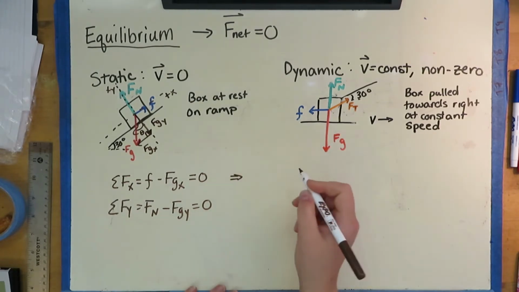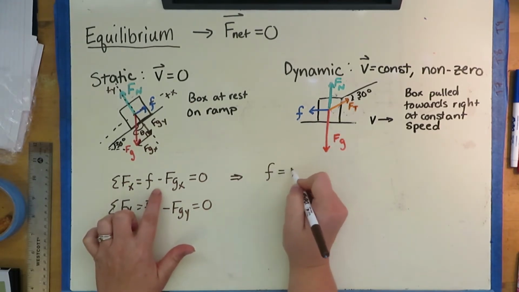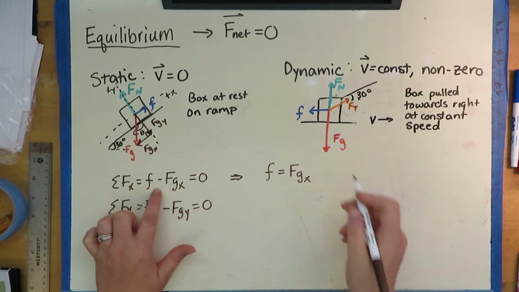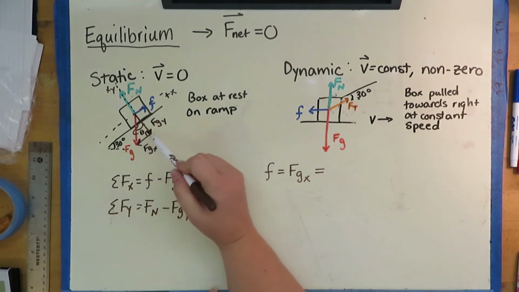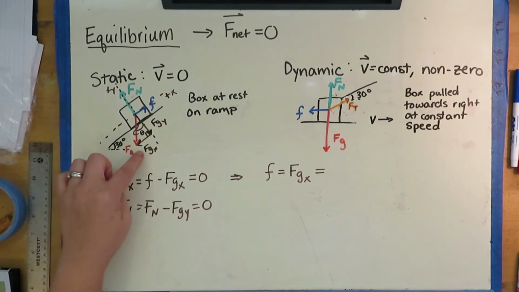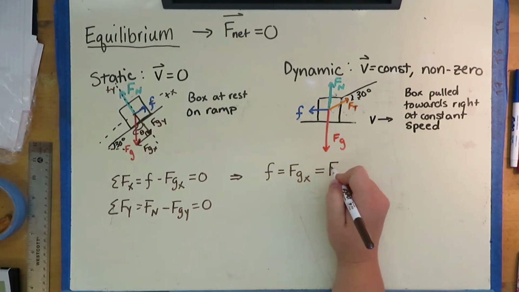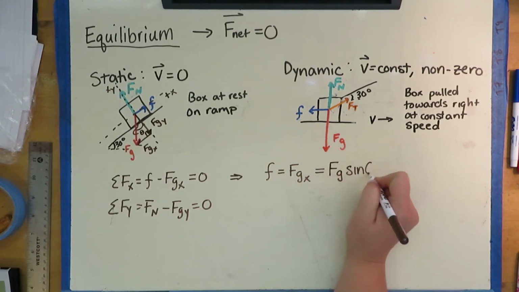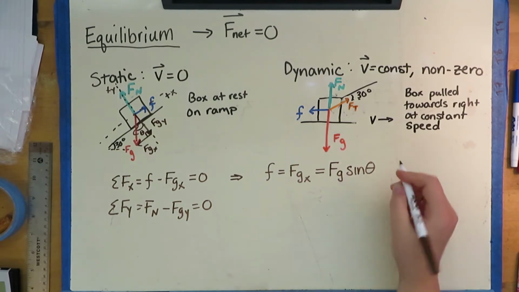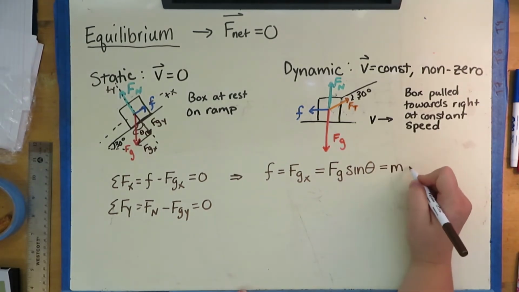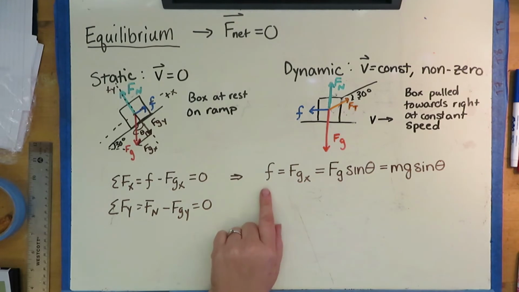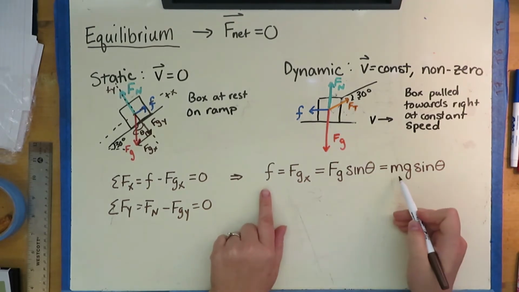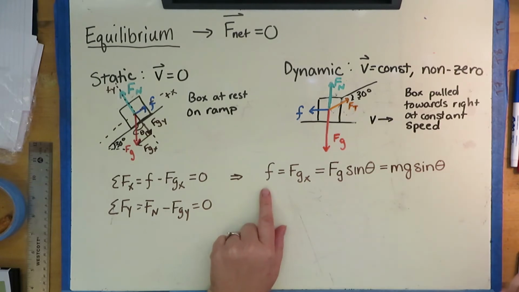So I can create this equation here where friction is equal to FGX, but then FGX would be the x component. So if I look at my triangle here, I want to find what that is in terms of my hypotenuse FG, because it's the opposite side I can use sine, so that's going to be FG sine theta. But I also know that my force of gravity is equal to mg, so I get mg sine theta. So what this tells me is if I don't know my friction force, I could find it if I knew my mass, my acceleration due to gravity, and the angle of the ramp.